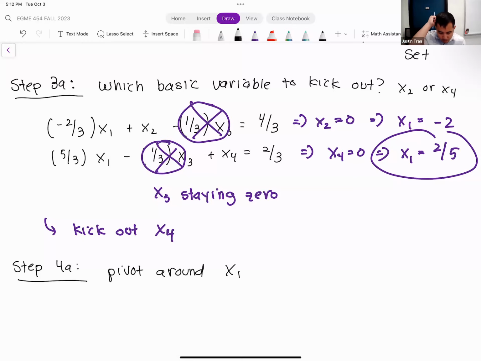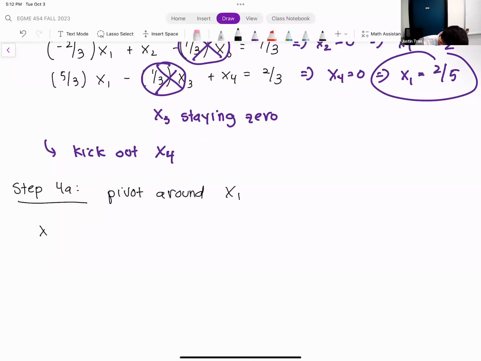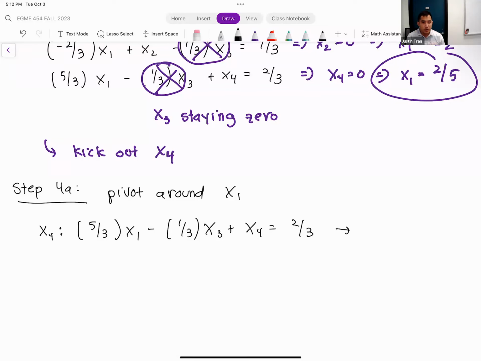All right, and so let's go ahead and finish this up. So we're going to pivot around x1. So let me take our x4 equation and we're going to transform that into our x1 equation. 5/3 x1 minus 1/3 x3. Let's multiply this equation so that the coefficient in front of x1 is equal to 1.